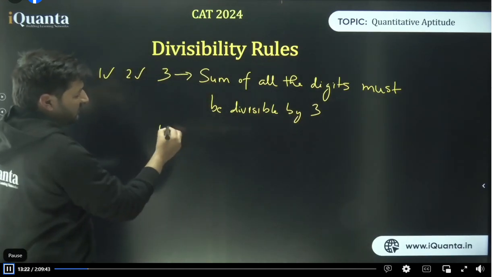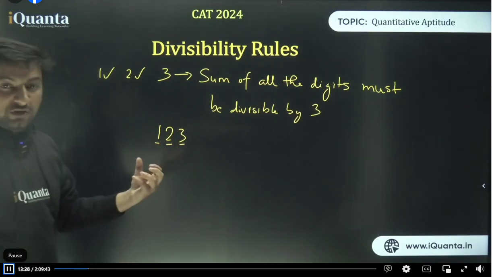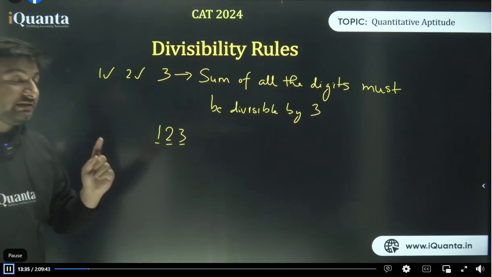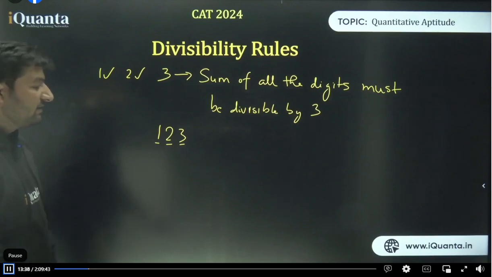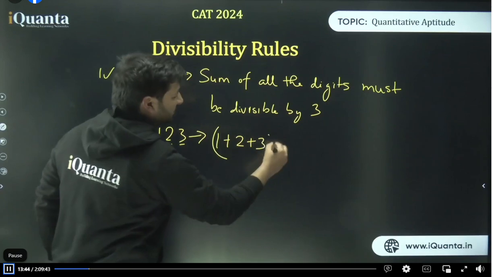Now how do we check that? Suppose I have a given number which is 123. What are the digits in this number? Digits are 1, 2 and 3. You understand what a digit is? A digit is always a single number, okay? You cannot call 10 or 11 or 12 a digit. So if you add 1, 2 and 3, the sum you get is 6.